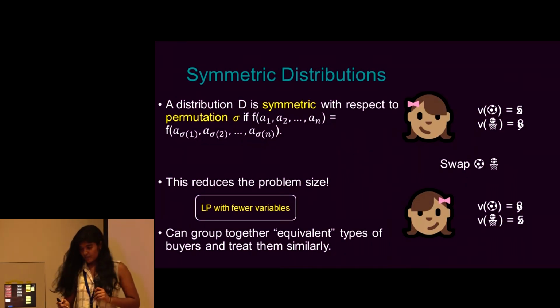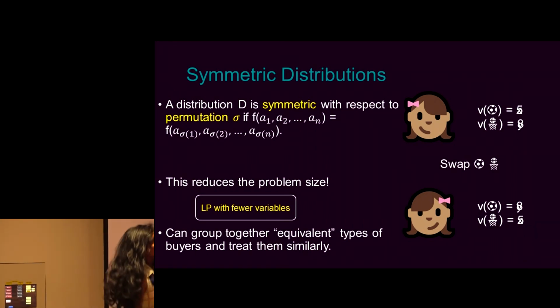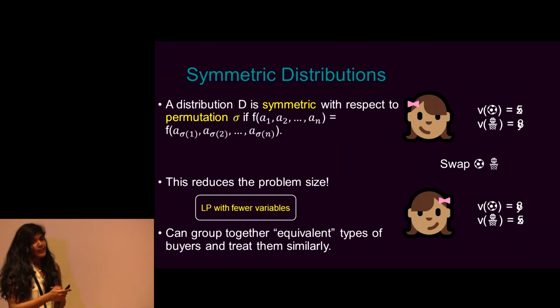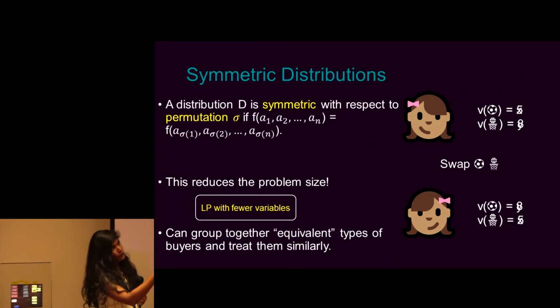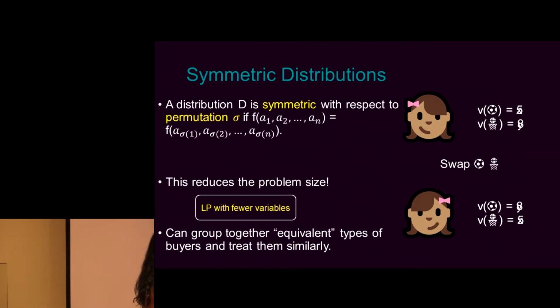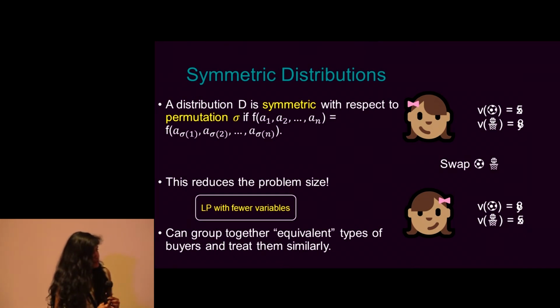What do I mean by symmetric distributions? Take this very toy example. Okay, that's supposed to be a soccer ball. I don't know whether you can see it. So the buyer's value, let's say this buyer has value 5 for a soccer ball and value 8 for a basketball. And consider a different buyer who has swapped values. She has value 8 for the soccer ball and value 5 for the basketball.